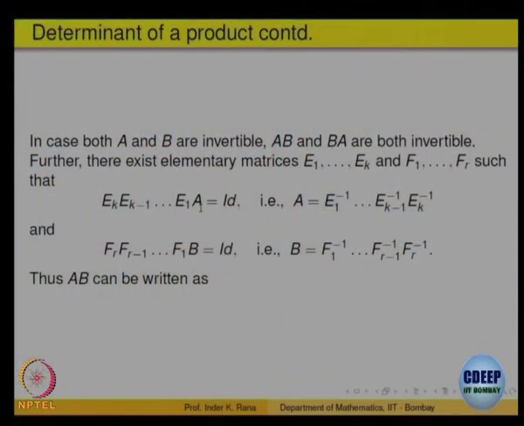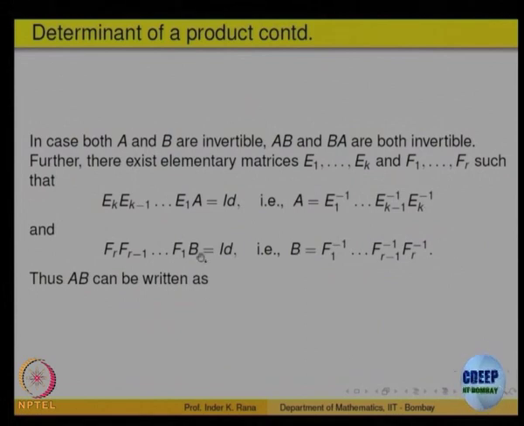So, that is okay. Let us write, if A is invertible, its reduced row echelon form must be identity. So, there will be some elementary matrices E1, E2, up to Ek, whose product with A is equal to identity. So, what will A be equal to? I can take them on the other side as inverses. So, A is equal to E1 inverse up to Ek inverse, right.